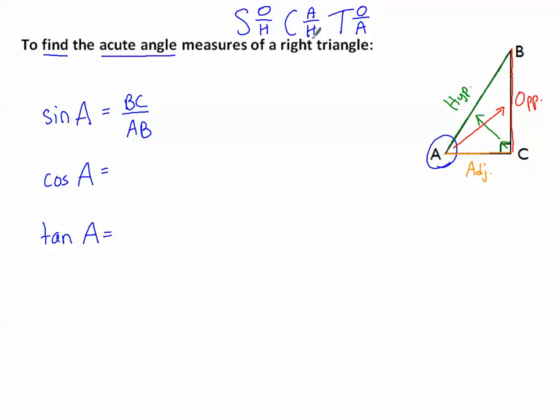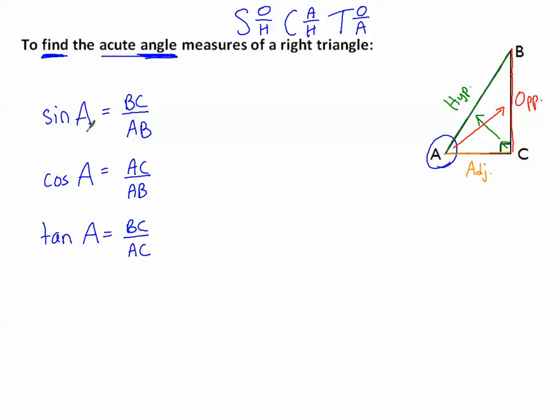Cosine, CAH, adjacent over hypotenuse. Adjacent is AC, hypotenuse is AB. Tangent, TOA, opposite over adjacent. Opposite is BC, adjacent AC.